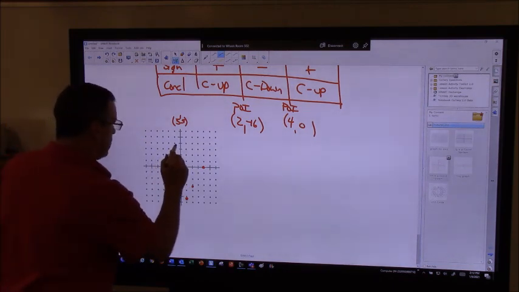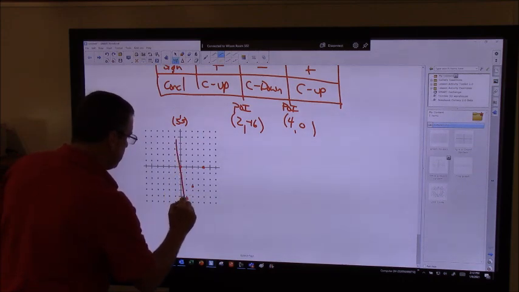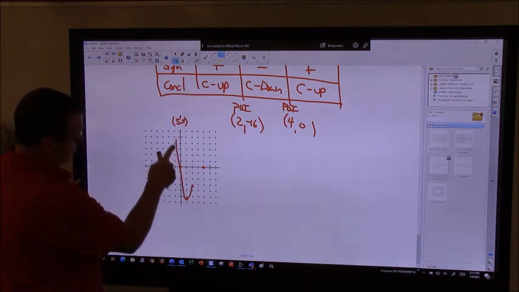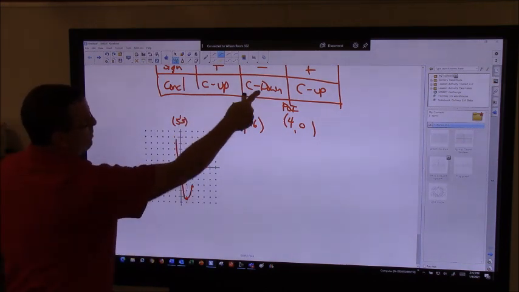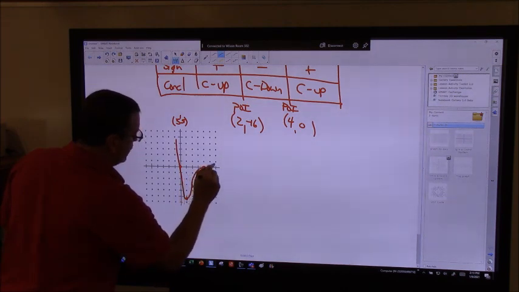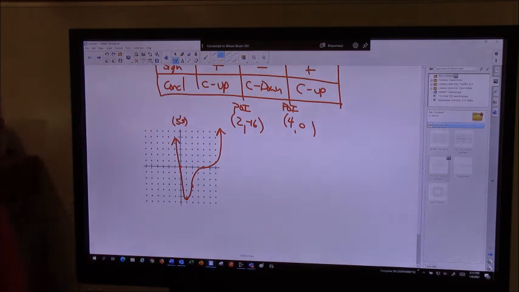So I need to come down like this, hit that low spot, come back up, and right there my concavity changes. See, this is all concave up. Now it changes to concave down, and then it changes back to concave up. There's a picture of that graph.